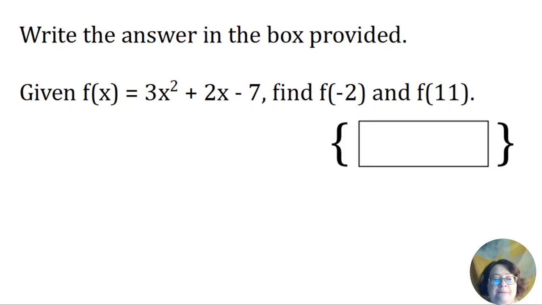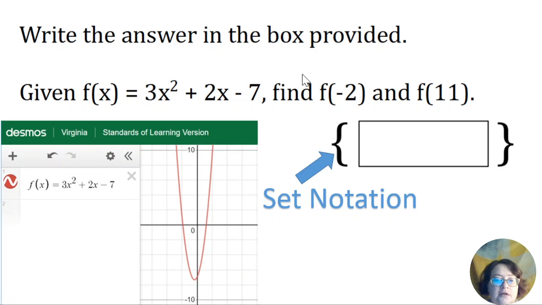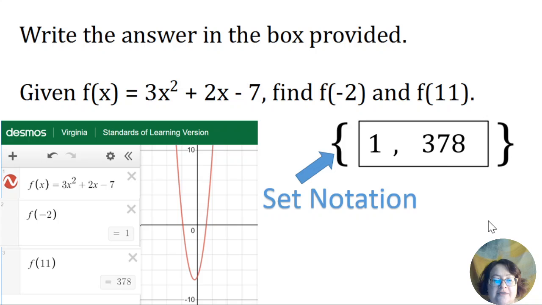So let's try another one. We have our expression f of x equals 3x squared plus 2x minus 7. And we're going to find f of negative 2 and f of 11. Remember, this is set notation. This just means we're going to take our two answers and plug them in here with a comma in between. So first, f of negative 2. We plug in our entire expression, so we are storing this for f of x in Desmos. Then we put in f of negative 2. It gives us our answer back, 1. So we can plug that in here in our set notation for our answers. Now I'm going to also find f of 11, 378. So I put a comma, 378 for my second number here.